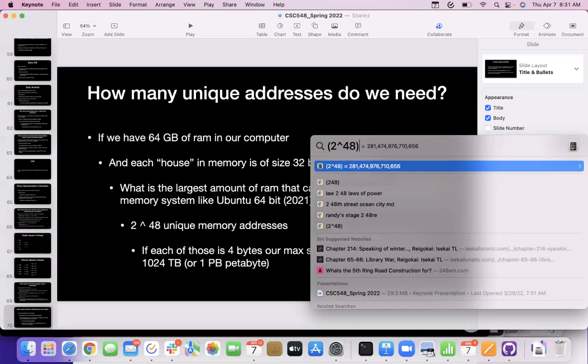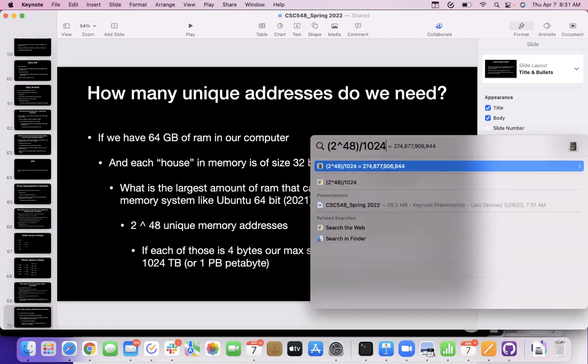So every one of those addresses holds exactly 1 byte, and that's the number of bytes that exist. We divide that by 1024 for kilobytes, divide by 1024 for megabytes, and divide by 1024 for gigabytes. That means the theoretical maximum amount of memory that Ubuntu Linux can address, though you might have other limitations that make the maximum less, is 262,144 gigabytes of memory that we have unique memory addresses for.